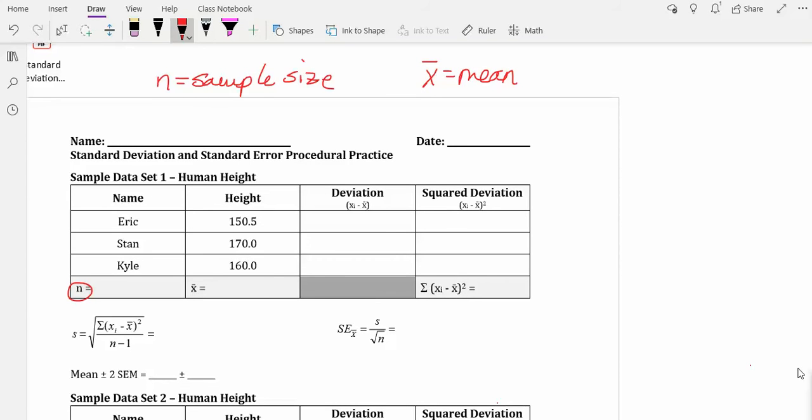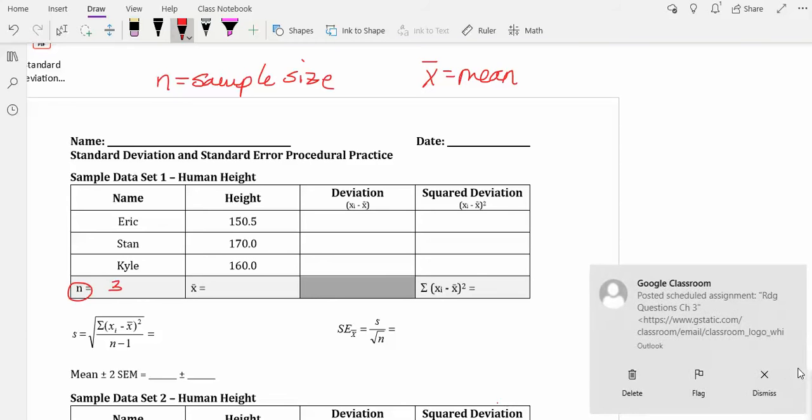Okay, nobody can tell me what my sample size is for sample data set 1? 3, excellent. I got 3 measurements from Eric, Stan, and Kyle. And yeah, whoever wrote this was watching South Park, because you'll see Kenny's on the next data set.